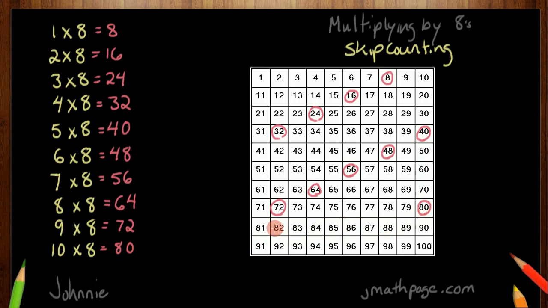Let's count on 8 more here. 1, 2, 3, 4, 5, 6, 7, 8. Can you predict what the next one will be? 1, 2, 3, 4, 5, 6, 7, 8.